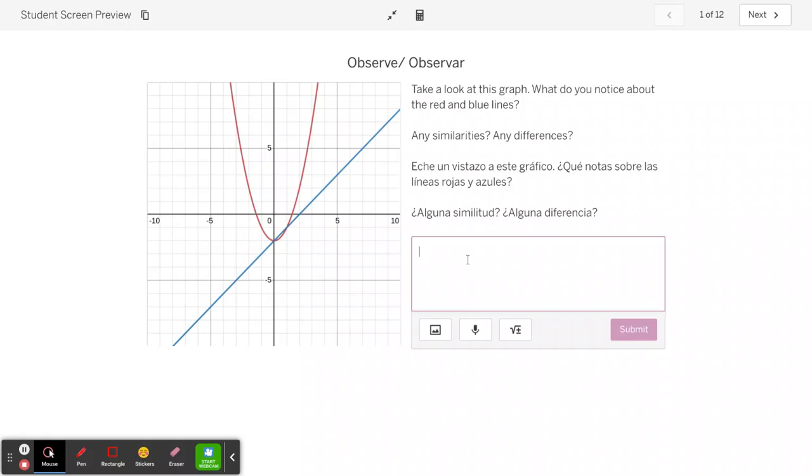Similarities or differences? Well, the differences is the easy one. And this is what we said about the differences. We see the blue line is straight and the red line is curved. The similarities, we actually were able to find 3.